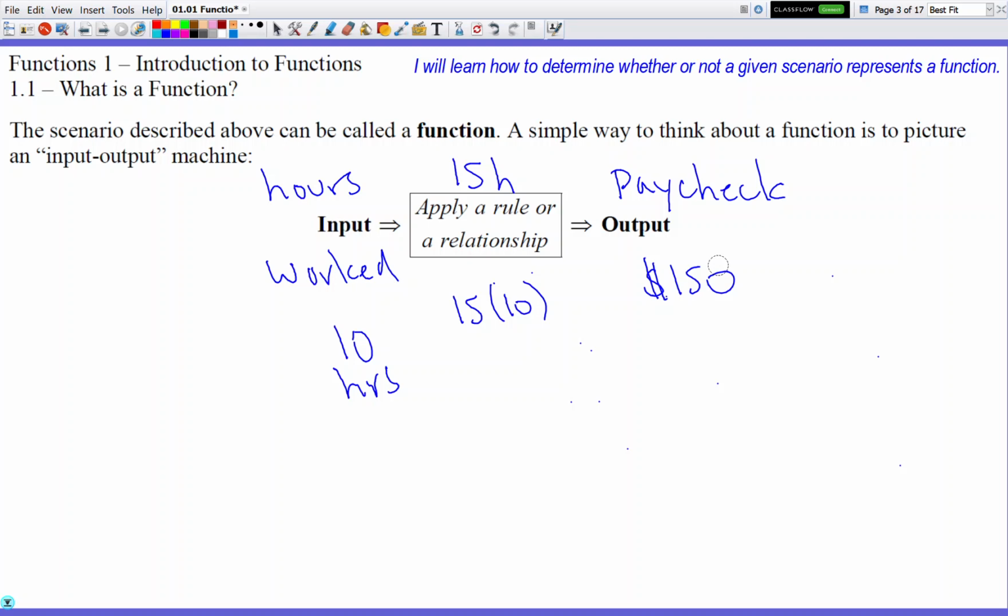So if you have a job like a waiter, which is dependent on tips, then you wouldn't really call it a function, because you could work 10 hours every single day and get a different amount of money. In that situation, that's not going to be a function. But in this situation, because you're getting $15 an hour no matter what, we're going to call that a function, because it's something you can count on. All right, so let's move on.